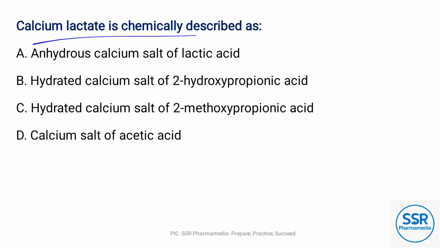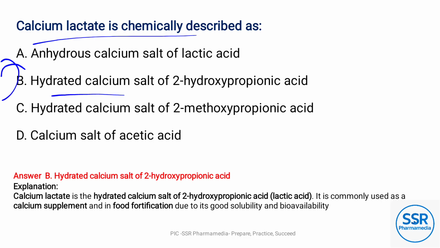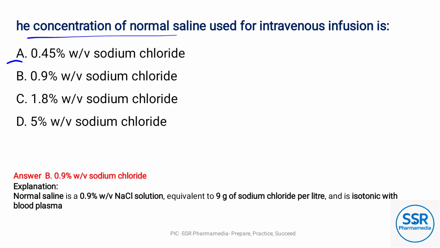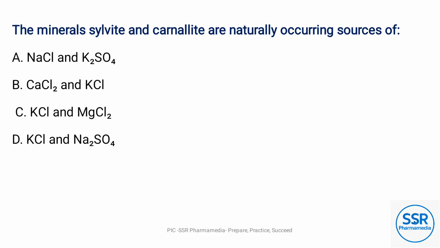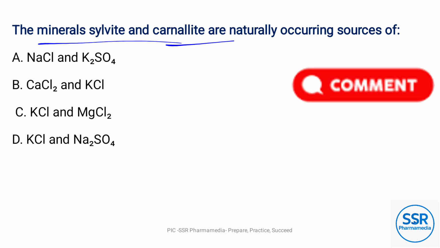Calcium lactate is chemically described as, option B, hydrated calcium salt of 2-hydroxypropionic acid. The concentration of normal saline used for intravenous infusion is, option B, 0.9% weight in volume sodium chloride. The minerals sylvite and carnallite are naturally occurring sources of. Answer in your comment box.